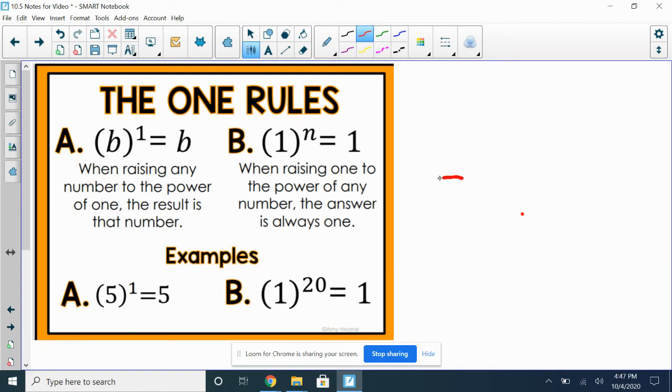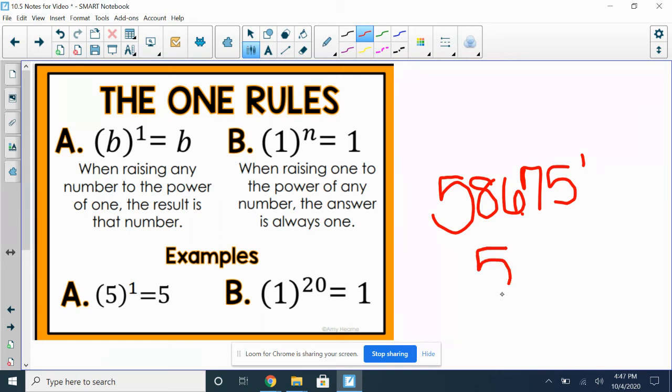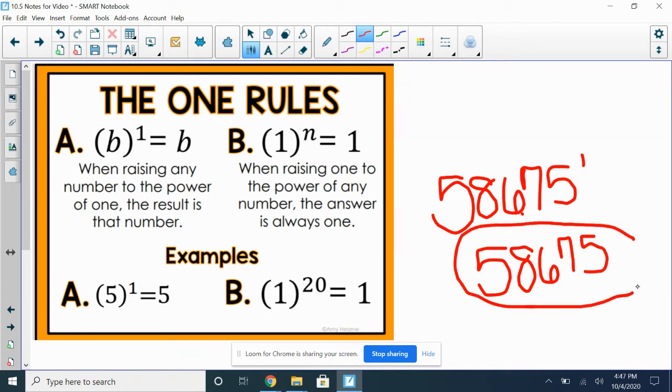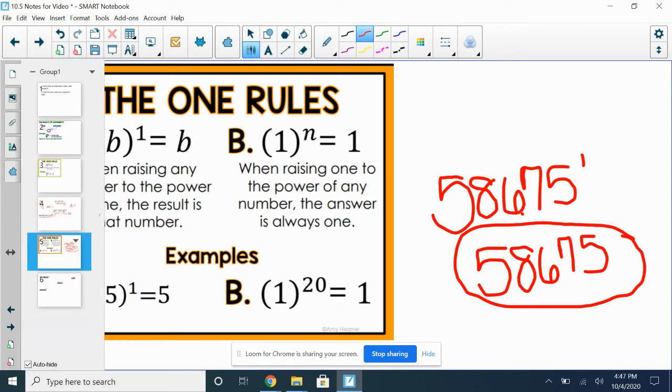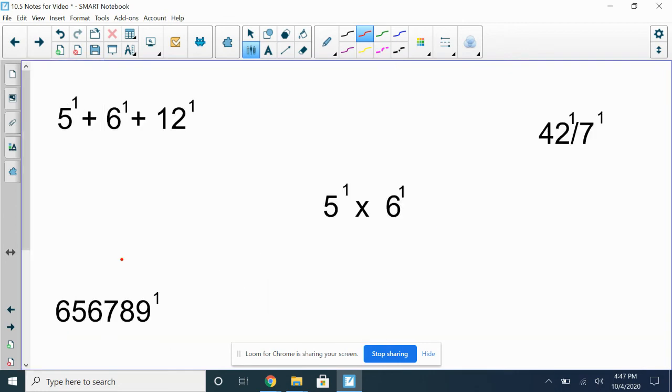So if I had 5,867,5 to the power of 1, it is still just going to be itself. 5,867,5. Because anything to the power of 1 is itself. Let's look at a couple examples for that. So I have 5 to the power of 1. Anything to the power of 1 is itself. So I just have 5.